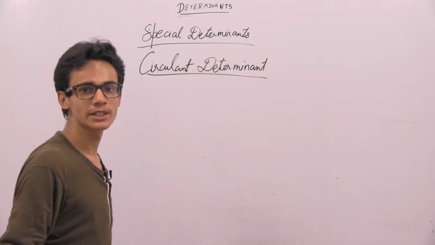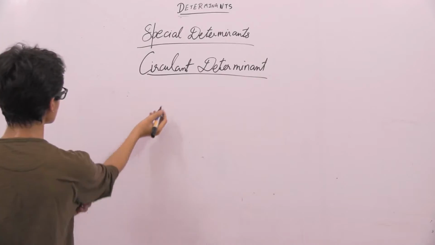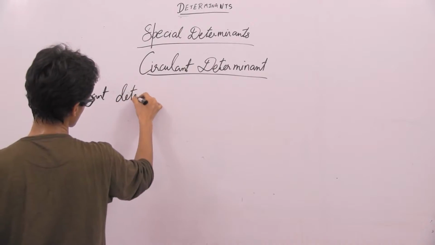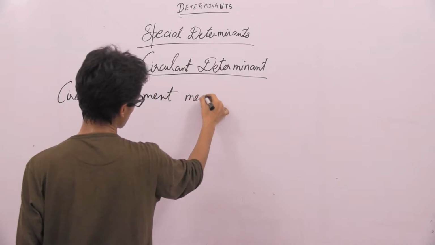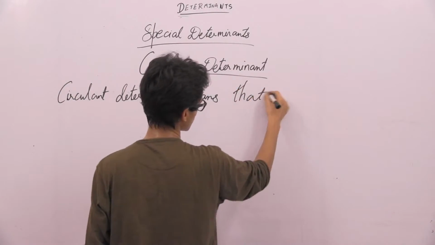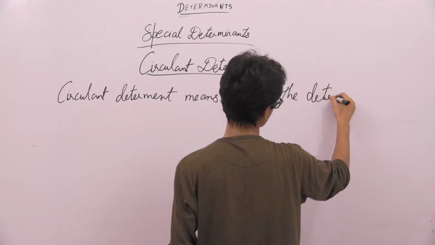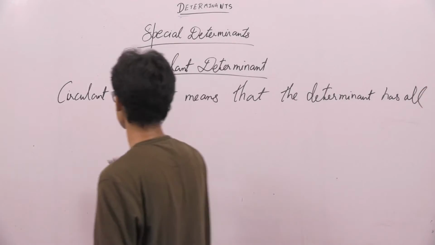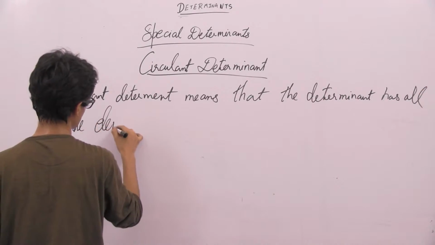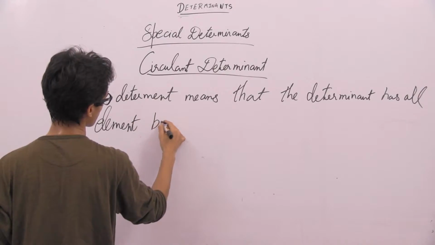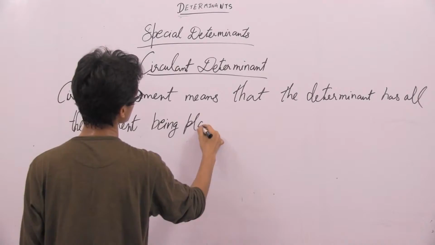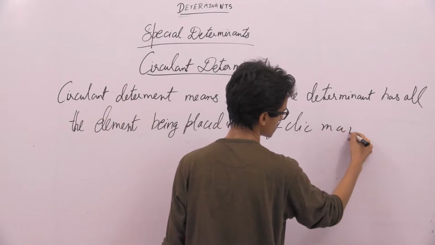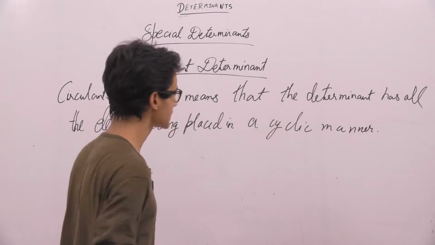What does this circulant determinant mean? A circulant determinant means that the determinant has all the elements placed in a cyclic manner. What do we mean by a cyclic manner?